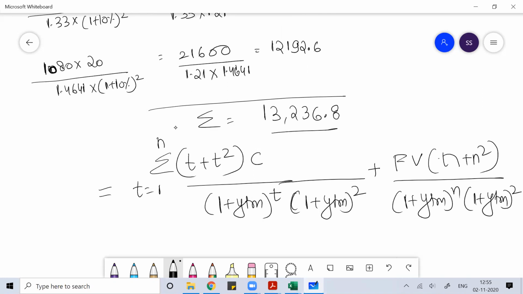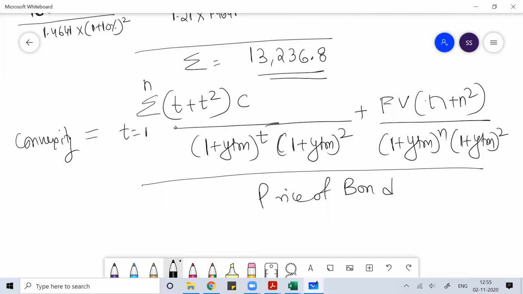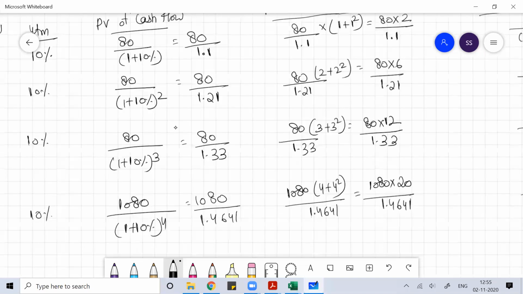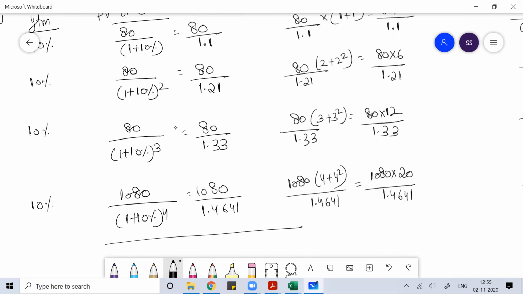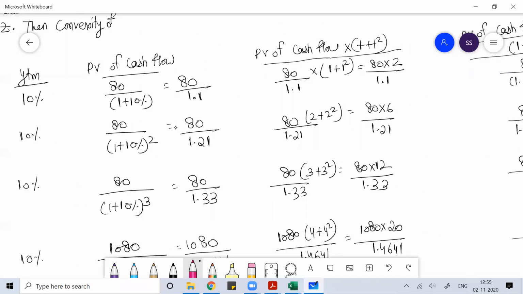This is basically the numerator of the convexity of the bond, and you will divide this by the price of the bond. That is your convexity. I have not determined the price of the bond, since I did a direct calculation, so I need to determine the price of the bond. So I need to know these values.